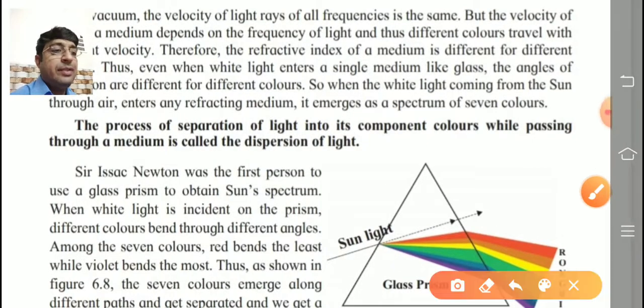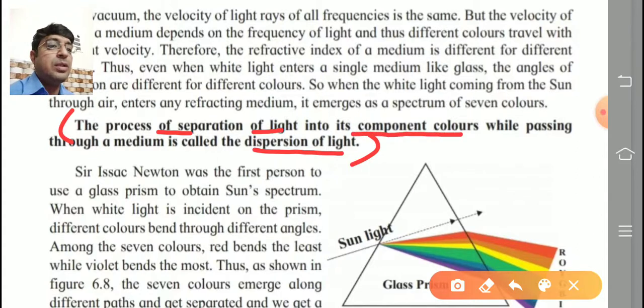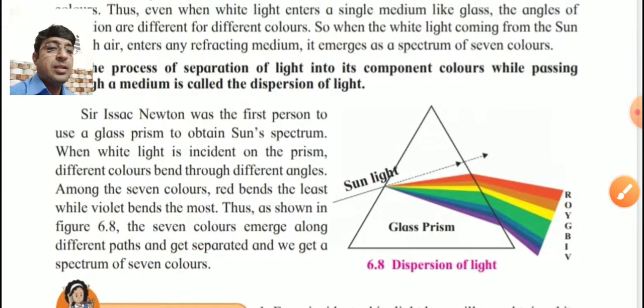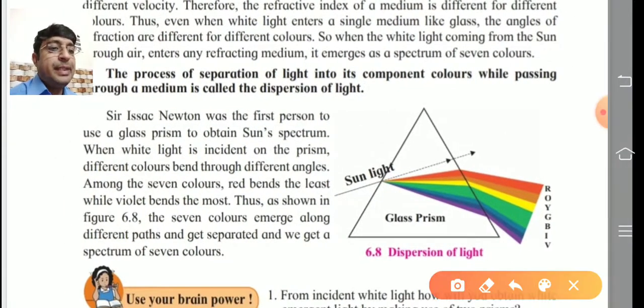So, mark the definition. Define dispersion of light. The process of separation of light into its component colors while passing through a medium is called dispersion of light. See, the diagram is given, that is a prism. This triangle is called a prism. Dispersion of light takes place through a prism.